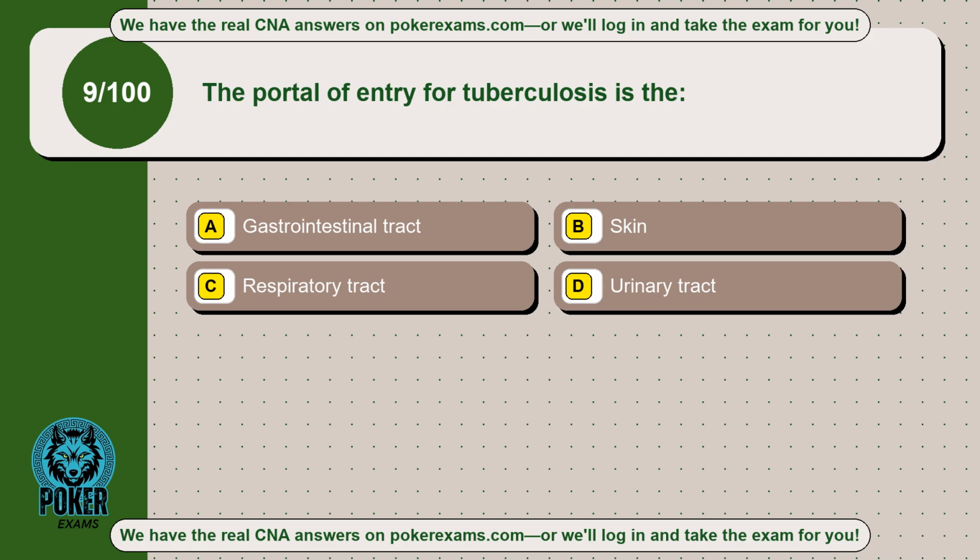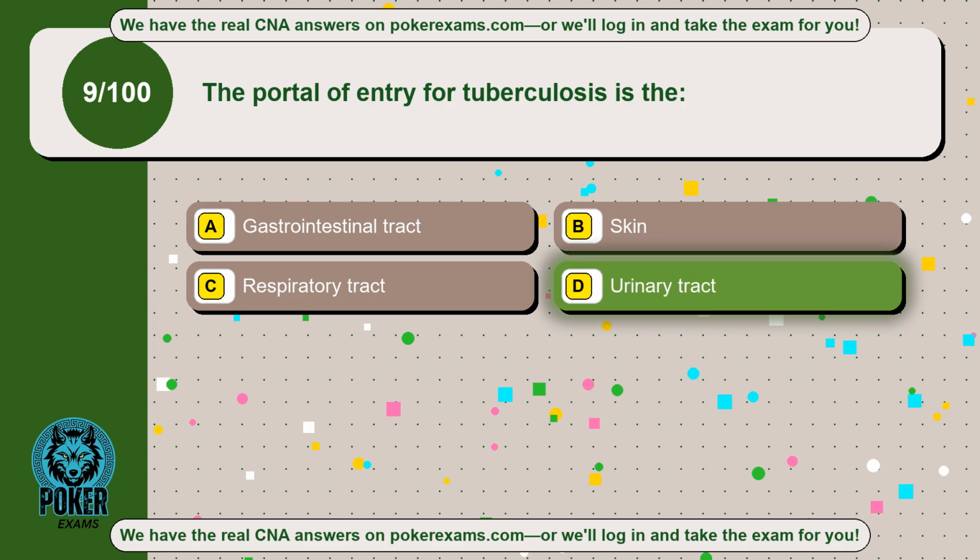Question 9. The portal of entry for tuberculosis is the: Option A, gastrointestinal tract. Option B, skin. Option C, respiratory tract. Option D, urinary tract. The correct answer is option D, urinary tract.